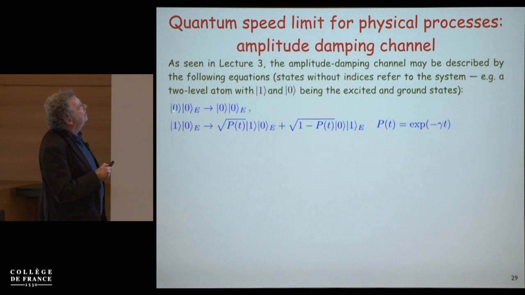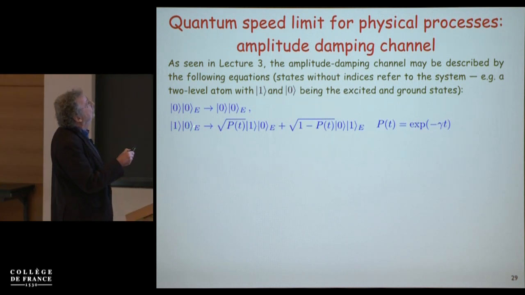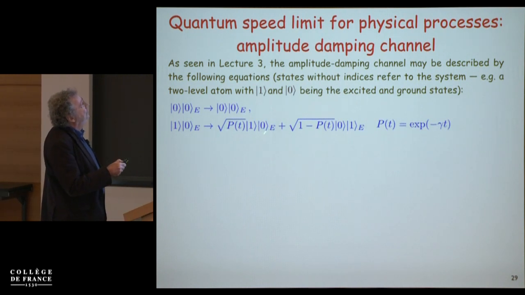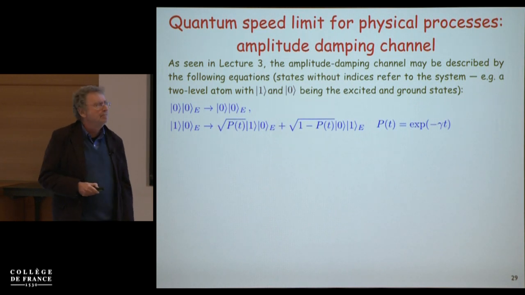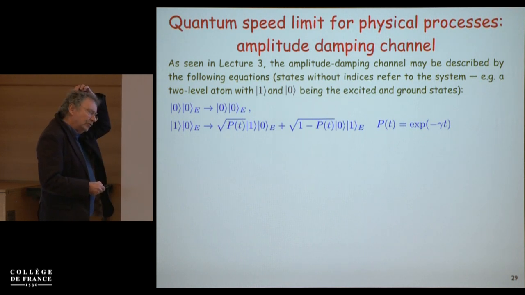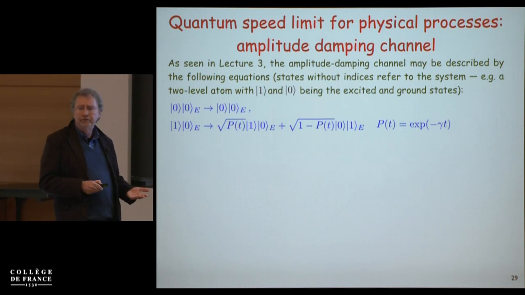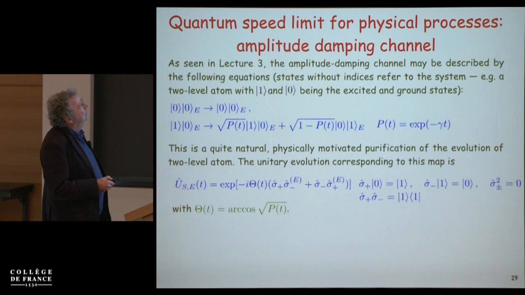So if the atom is in the ground state and the field is initially in the vacuum state, they both remain there. If the atom is in the excited state and the field is initially in the ground state, there is some probability that the system remains in the initial state and some transition probability to some state in which the atom goes to the ground state and the field acquires one excitation, or the environment acquires some excitation. Okay? Now we write P of t as an exponential of minus gamma t. I mentioned before that this actually corresponds to the Weisskopf-Wigner treatment of the decay of a two-level atom. So this is the map.